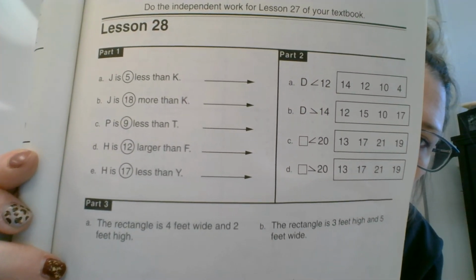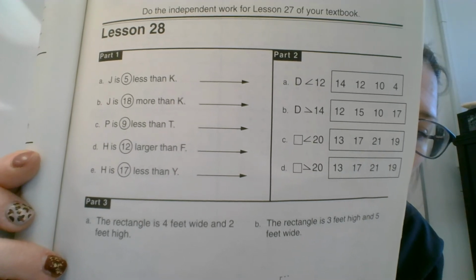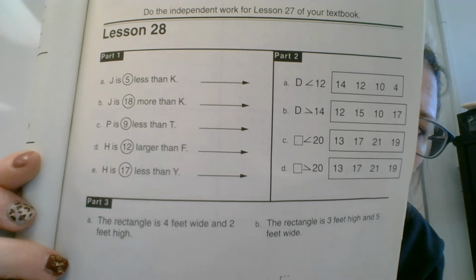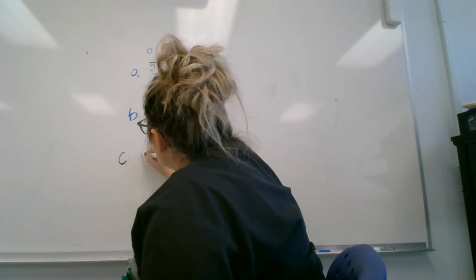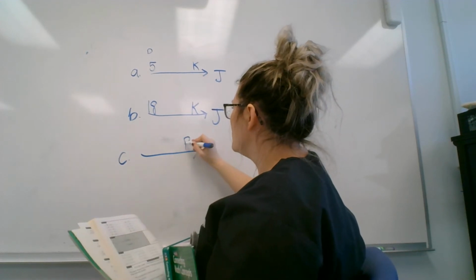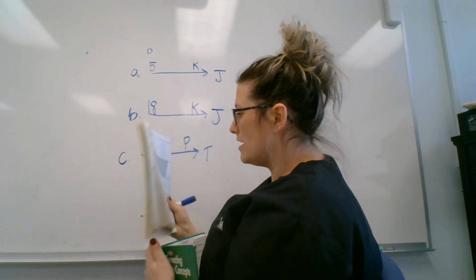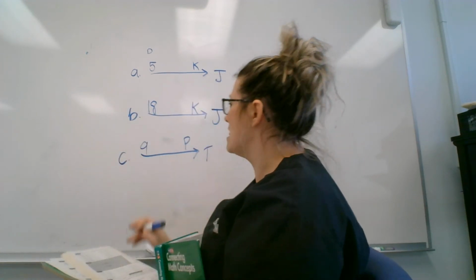Problem C. P is 9 less than T. I'm going to read it again without the circled number. P is less than T. So which one's my big number? If P is less than T, T is my big number, P goes here. My circled number was 9. So 9 goes in my difference column.